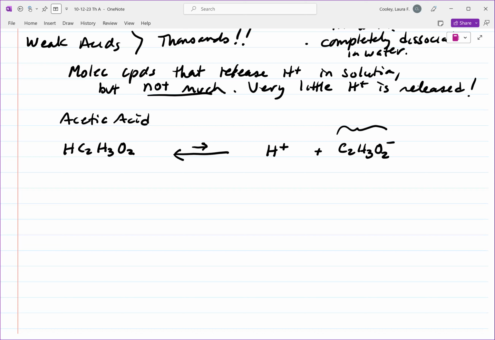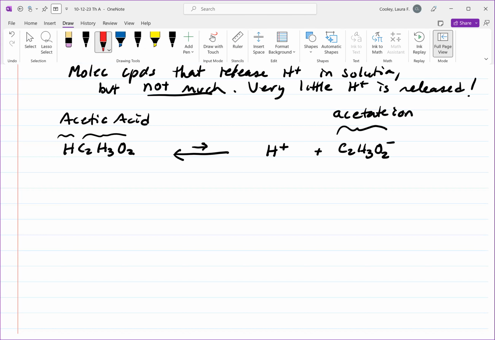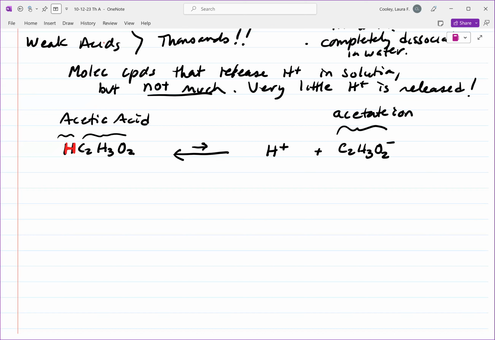See, back in the day, we had to memorize these, but now you can look them up. Look it up. It's acetate. It's acetate on, which makes sense because it's coming from acetic acid. And you could see this is the acetate part there, and this is the H that gets released. So we say that this first H here is the acidic hydrogen. That's the hydrogen that gets released.